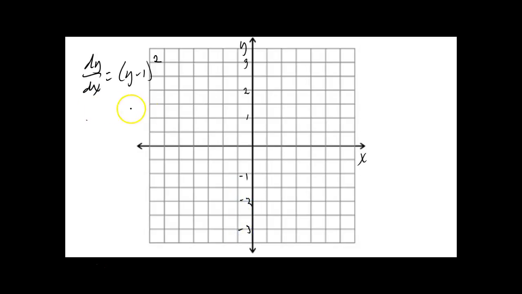That's your critical point. That's where your first derivative is 0 everywhere. For every value of x, your first derivative is 0 when y is equal to 1. Everywhere. That's a horizontal line.